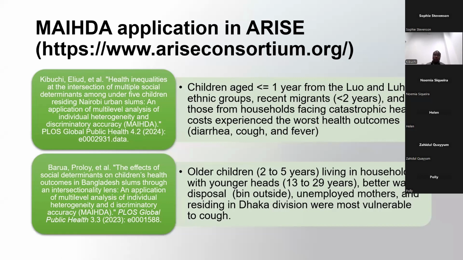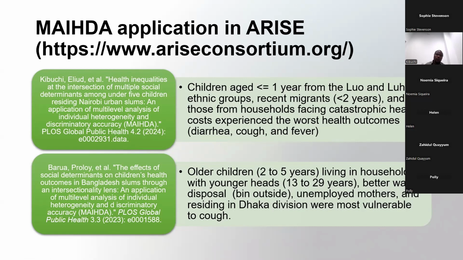In the first one, we looked at Nairobi slums, and we found that children aged less than 1 year, from rural ethnic groups, who are recent migrants to the communities they are living in, and from households facing catastrophic health costs, experience worse health conditions. So what does this imply? It means that all the children, let's say in informal settlements, are susceptible to worse health outcomes, but this group is worse. So if there are interventions going on, proportionate targeting will be very helpful, first targeting this group because it is in a more vulnerable position.